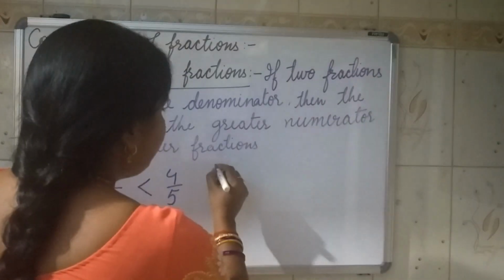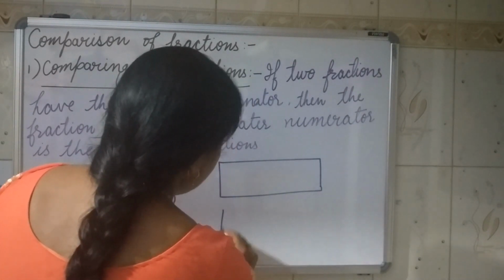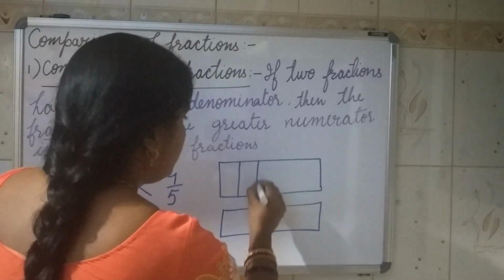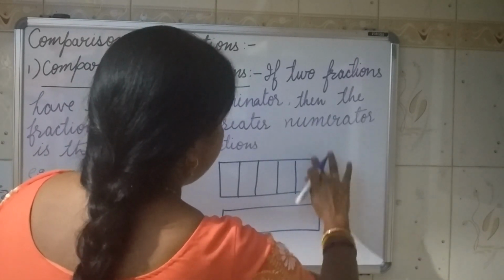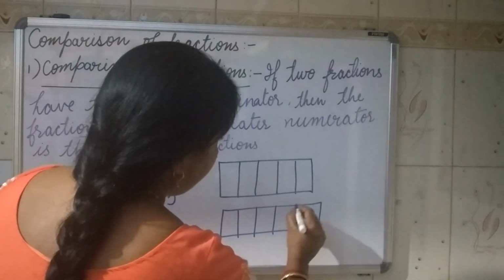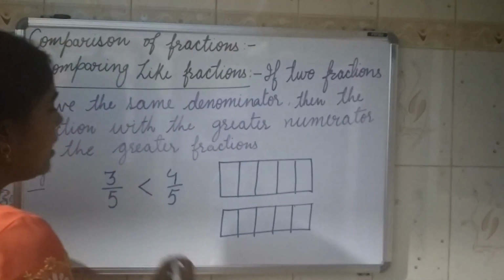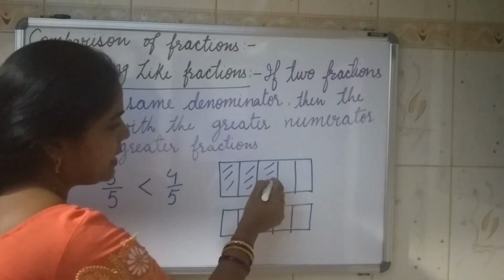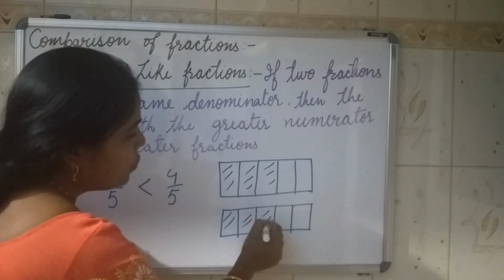Okay. Now with the picture also we can understand it. If I am taking this bar, chocolate bar it is. In this chocolate bar, this is 1, 2, 3, 4 and 5. This is the fifth one. This also 1, 2, 3, 4 and 5. The first fraction is 3 by 5, so it means 3 parts are taken out. The second fraction is 4 by 5, so 1, 2, 3 and 4.